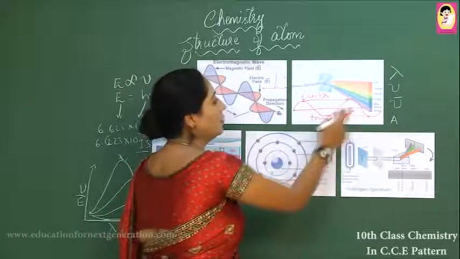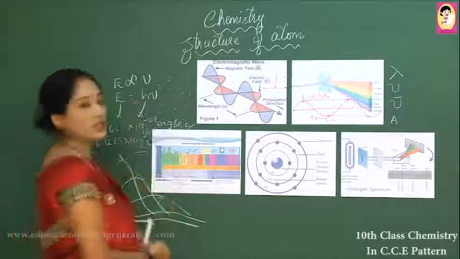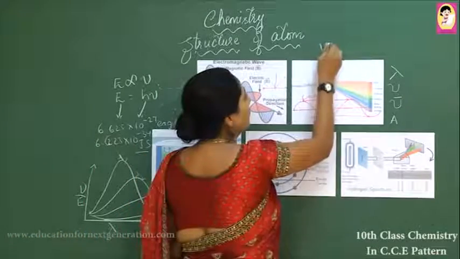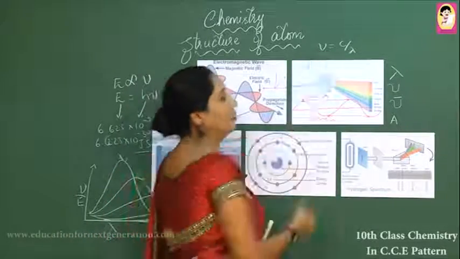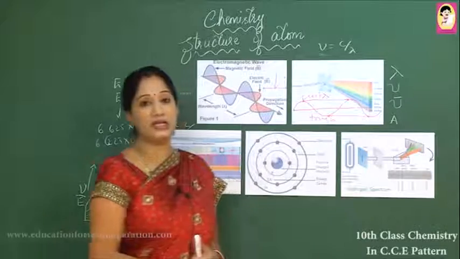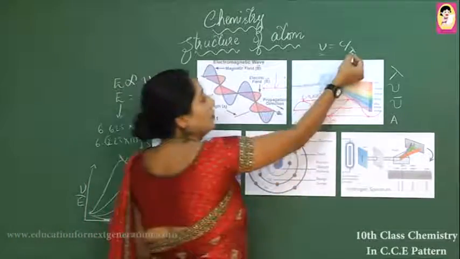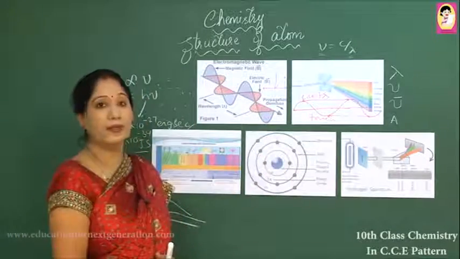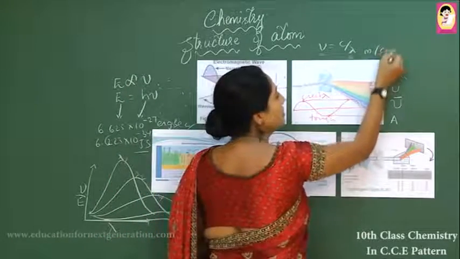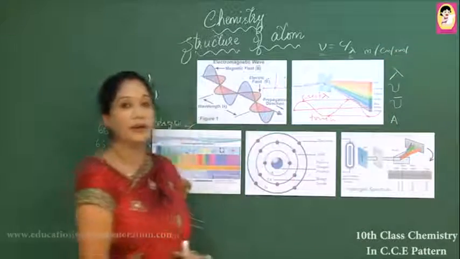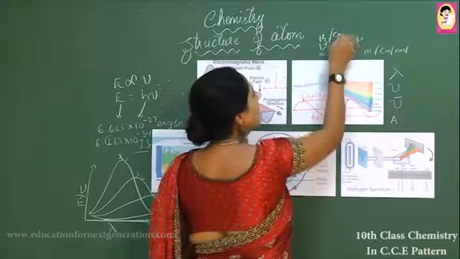What is the relationship between frequency and wavelength? As we know, E equals h nu. Nu equals c by lambda. Nu is the frequency of light radiation, or the intensity, the brightness of the light radiation. Lambda is the wavelength. The unit of wavelength is meters, centimeters, or nanometers, and the unit of frequency is hertz or cycles per second.